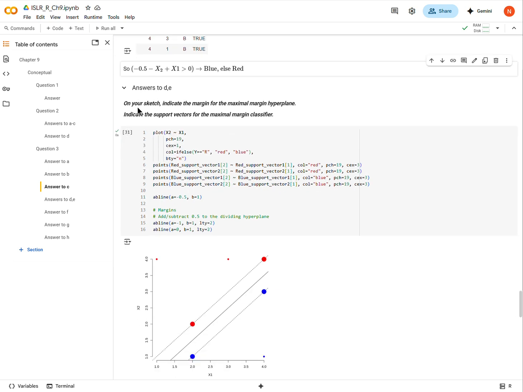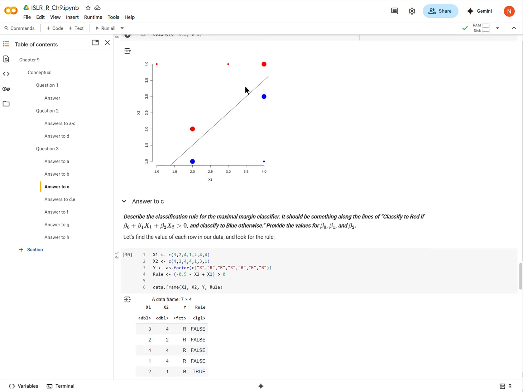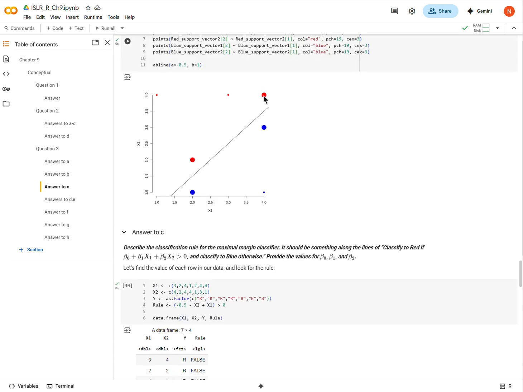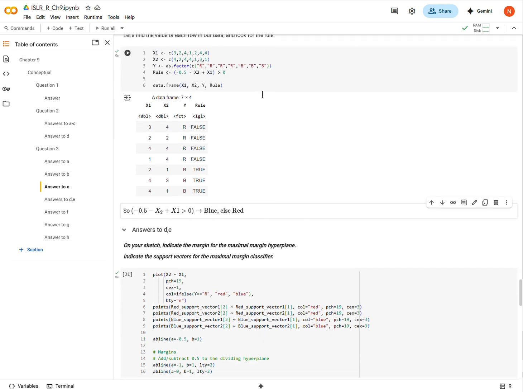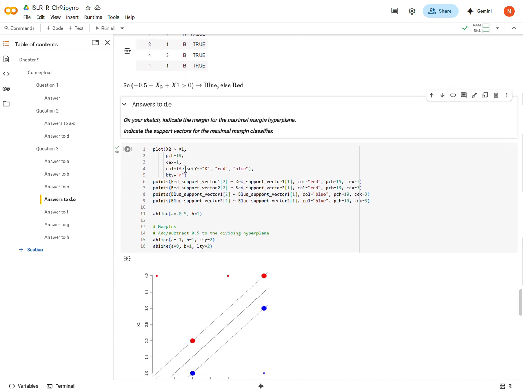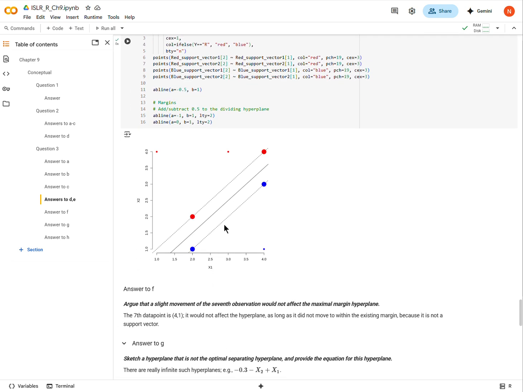Okay, so next, we've sketched the hyperplane. We also want to fill in the margins, the space between the hyperplane and the support vectors. We're going to draw those for part D, and then also indicate which ones are support vectors. We've already been indicating which ones are our support vectors, but here it is.